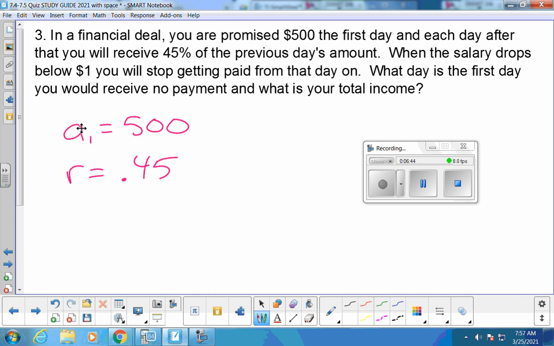You're going to receive, so you're losing 55% because you're receiving 45%. When the salary drops below $1, you stop getting paid. So when I was doing this, I thought in my head the best way would probably be to make a table and put my formula in geometric form.